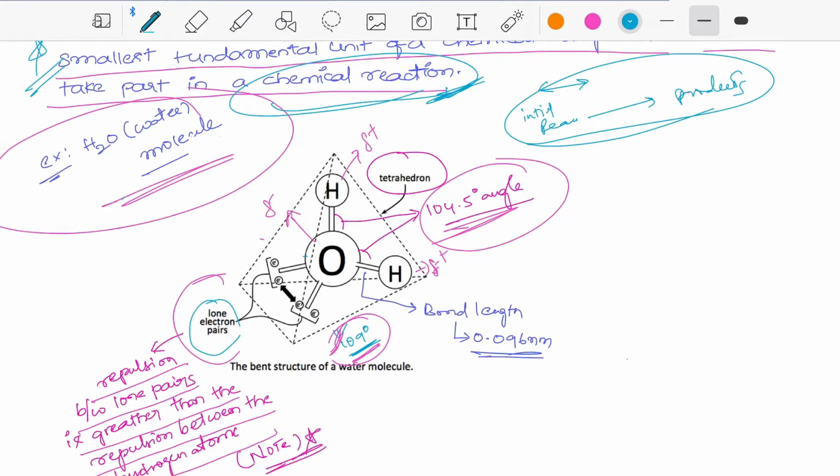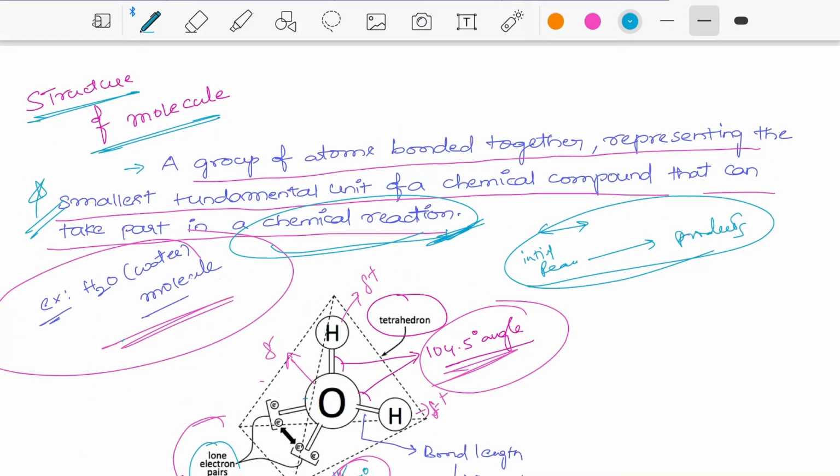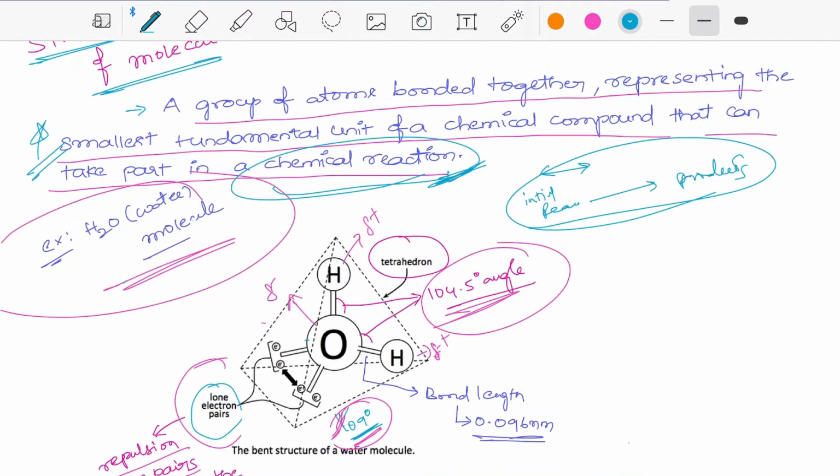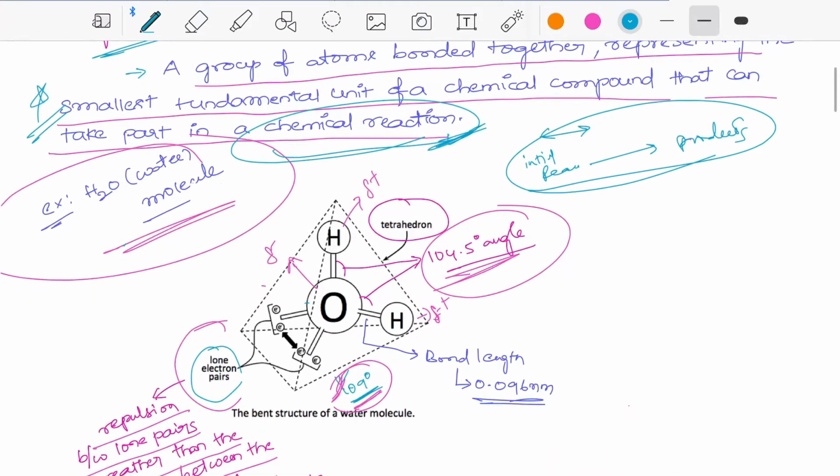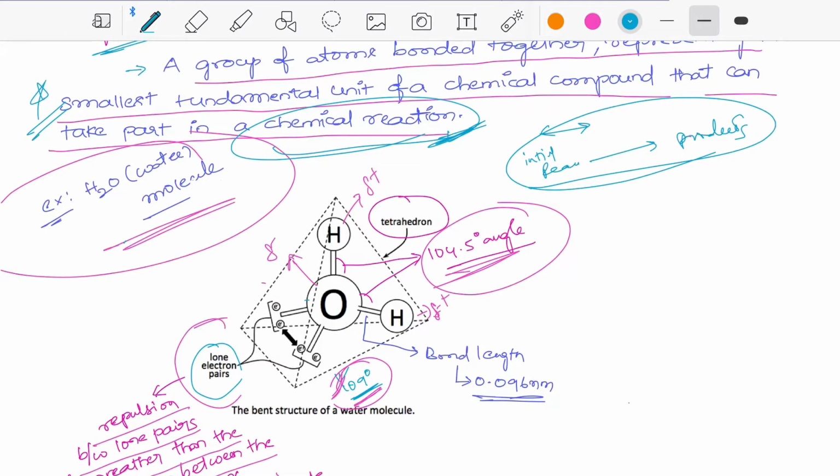When we disintegrate the molecule, we will get atoms. Suppose we take a molecule like H2O, water. So a group of atoms bonded together, representing the smallest fundamental unit of a chemical compound that takes part in a chemical reaction, is a molecule. Okay, so we take an H2O molecule. It's a tetrahedron, and the angle between the two H atoms is 104.5 degrees, as we noted here, and there are two lone pairs of electrons present.